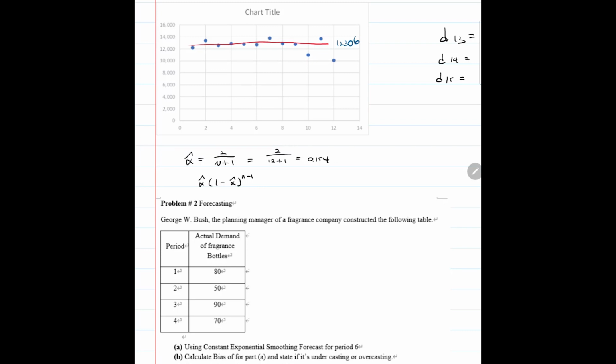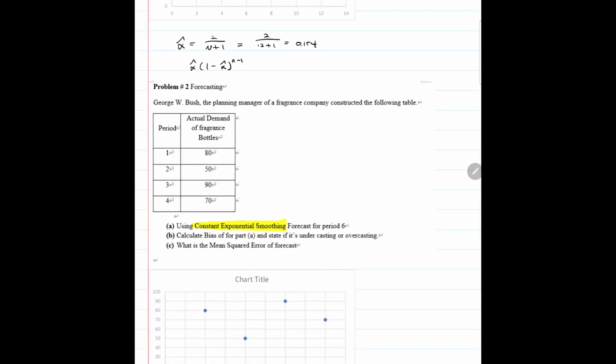Okay, we'll move on to problem number 2. It specifically says to use constant exponential smoothing for this one. But we still want to visualize it. We can estimate the average value without calculating anything. It's gonna be around here. If we visualize it, then when we calculate the value, we can see whether it's right or not.